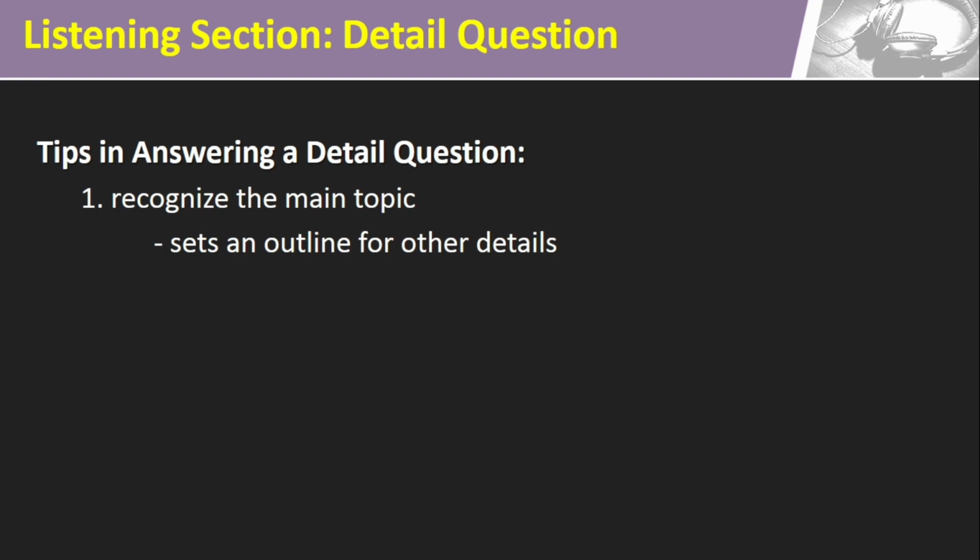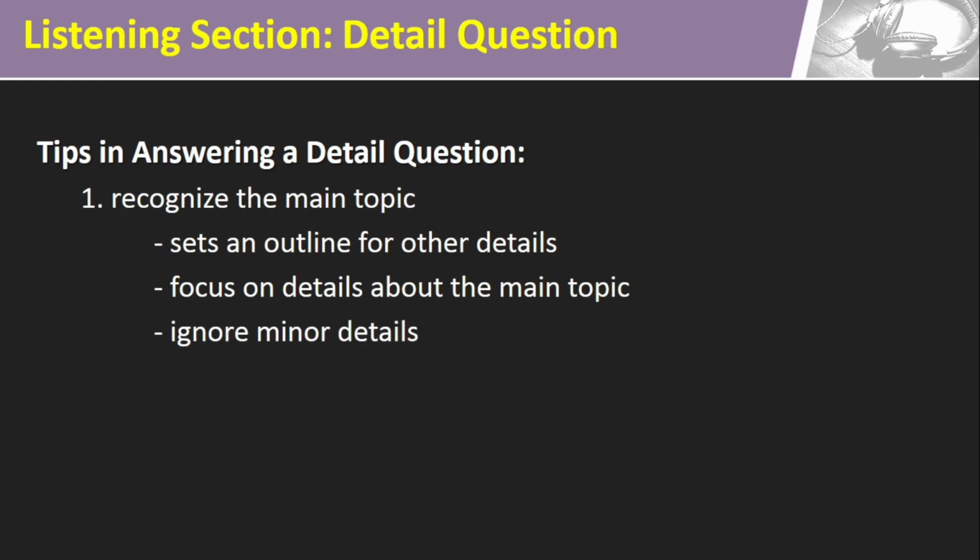Anyway, after listening for the main topic or idea, concentrate on any factual information about it. Also, set aside minor details. Although the question is named a detail question, keep in mind that the TOEFL, in most parts, focuses on major details. Minor details, on the other hand, pose as distractors, meaning their purpose is to merely confuse you. Listen to a part of a lecture to see what I am talking about.